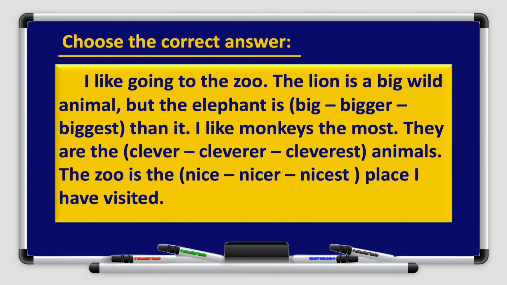Now, choose the correct answer. I like going to the zoo. The lion is a big wild animal, but the elephant is big or bigger or biggest than it. I like monkeys the most. They are the clever, cleverer, cleverest animals. The zoo is the nice, nicer, or nicest place I have visited. All right, boys and girls, I'm going to give you a minute to find out the answers.